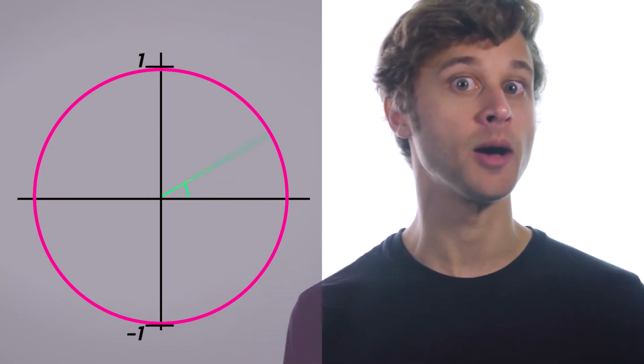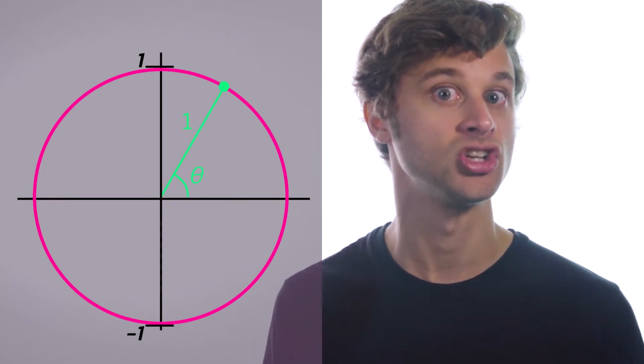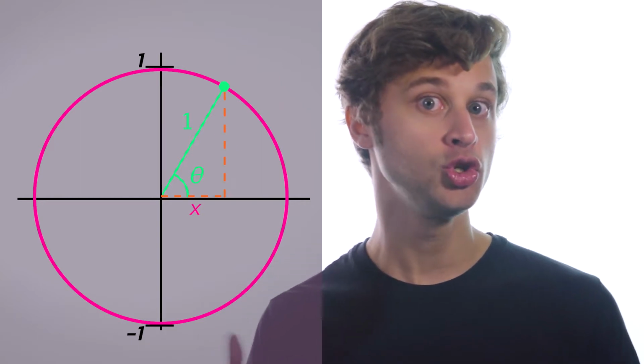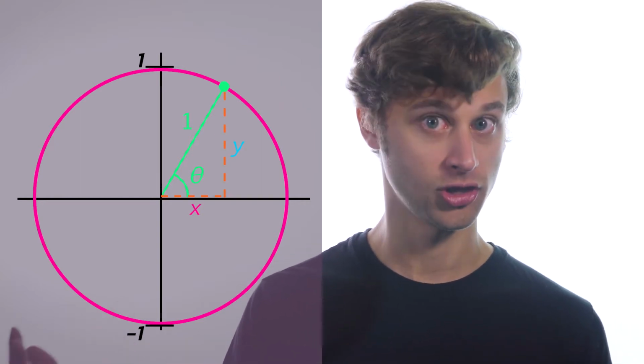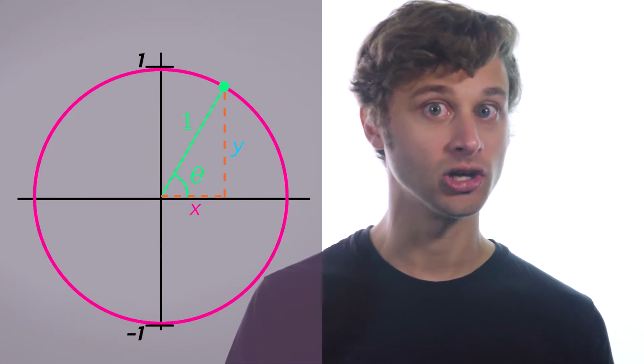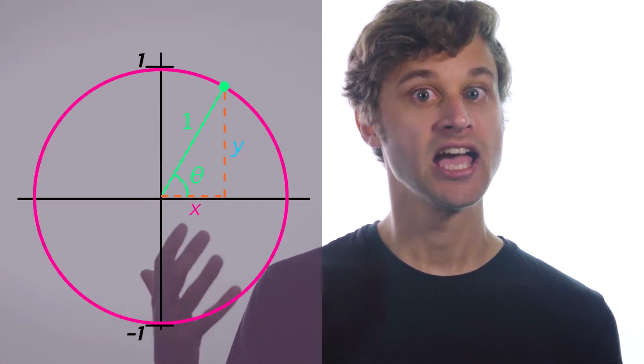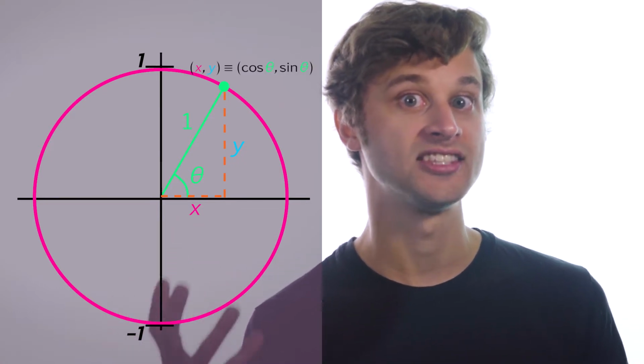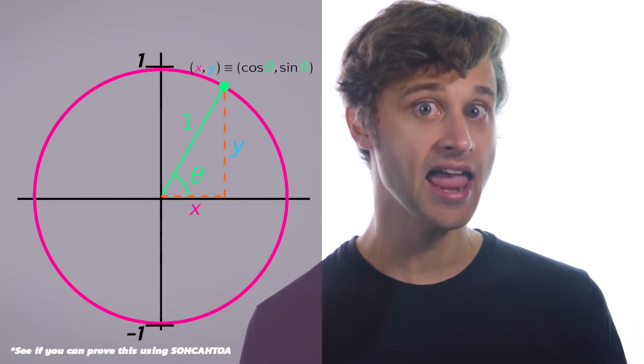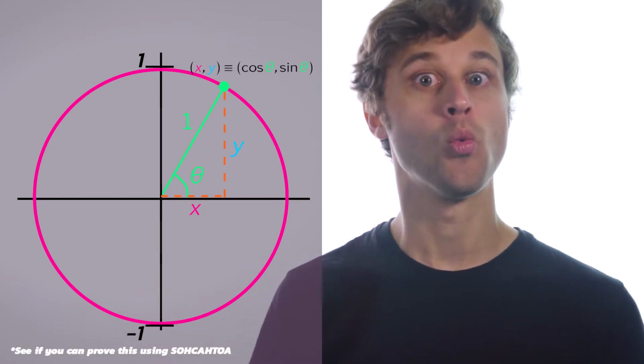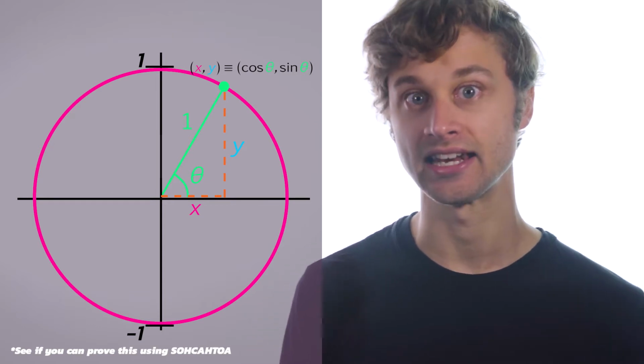If I swing an angle up from the positive x-axis and draw a line from the origin to a point on a circle, the unit circle, with that angle, I can define the x-coordinate of that point as the cosine of the angle. Similarly, the y-coordinate of that point is the sine of that angle.